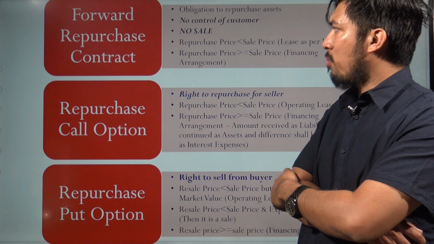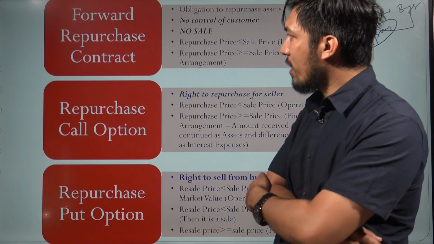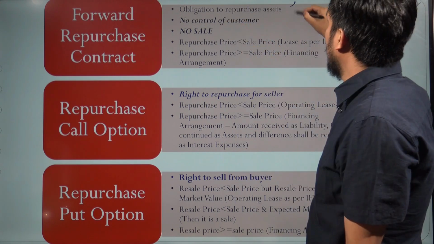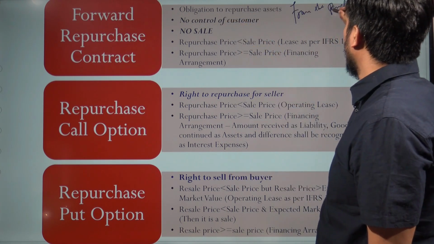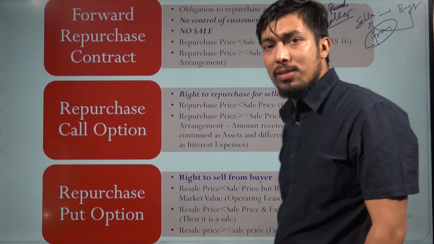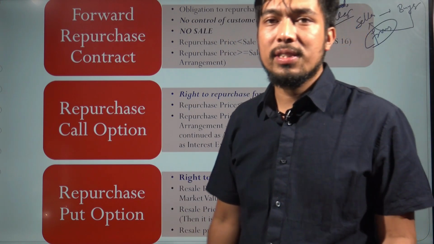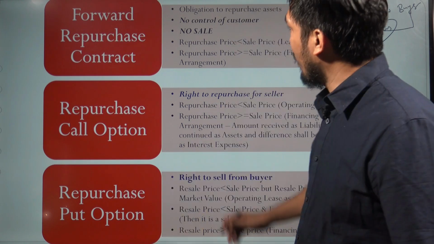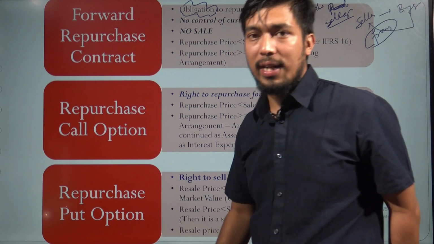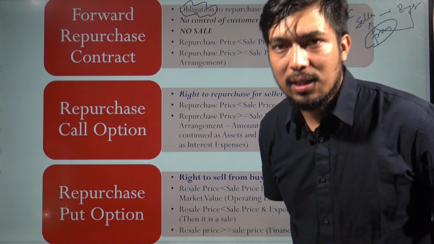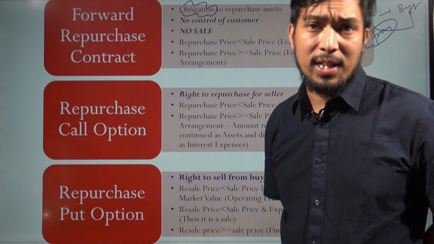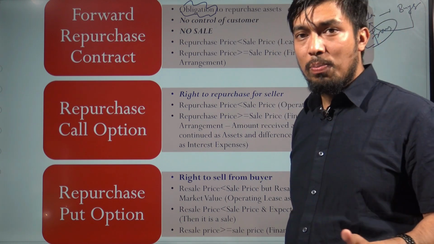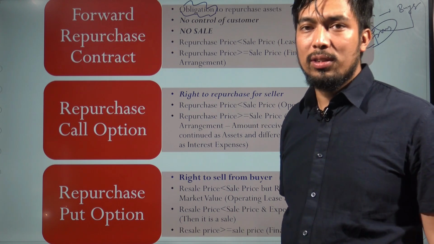Okay. Forward repurchase. First is forward repurchase contract. That is, there is an obligation to repurchase the assets from the seller. And that is just simple and clear, because the repurchase is from the person who sold the assets or who sold the goods. And here is an obligation. The terms of the contract is that the seller has the obligation to repurchase the asset which he has already sold to the buyer. Then at a future date, the seller should purchase the assets which he has sold to the buyer.